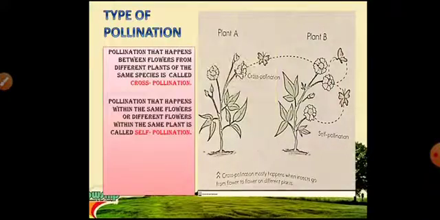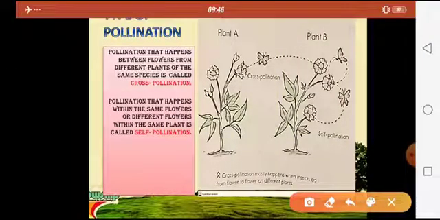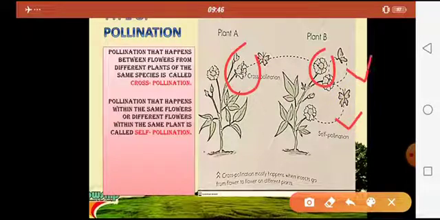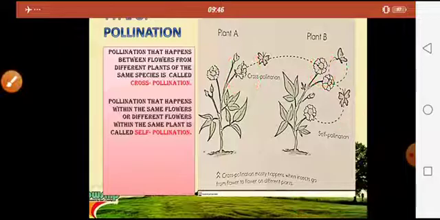Take a look at the picture. Here, the cross-pollination is between flowers from different plants, from plant A to plant B. You call it cross-pollination. And self-pollination is within the same flower on plant B, okay? The self-pollination is from a flower on plant B to another flower on plant B. That is the point. Pollination between different plants is cross-pollination, and what happens within the same plant is self-pollination.